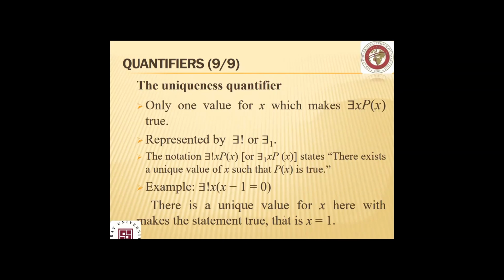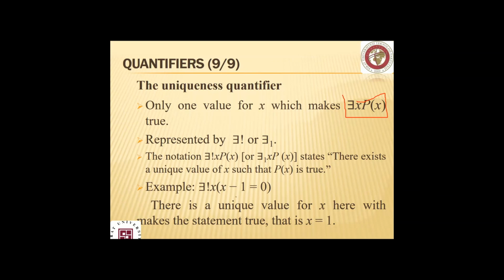All right. The uniqueness quantifier. For the existential quantifier, we have a special type of quantifier. We call it the uniqueness quantifier: there is only one element that makes the predicate true. Well, this is a special case. It's still an existential quantifier, but because we have only one in that case, we refer to it as the uniqueness quantifier.